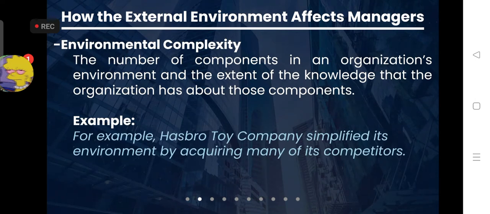Environmental complexity is the number of components in an organization's environment and the extent of the knowledge that the organization has about those components. So environmental complexity also focuses on how simple or complex the organization's environment is. Therefore, an organization with fewer competitors, customers, suppliers, government agencies, and so forth faces a less complex, simpler environment. On the other hand, organizations deal with environmental complexity in various ways.